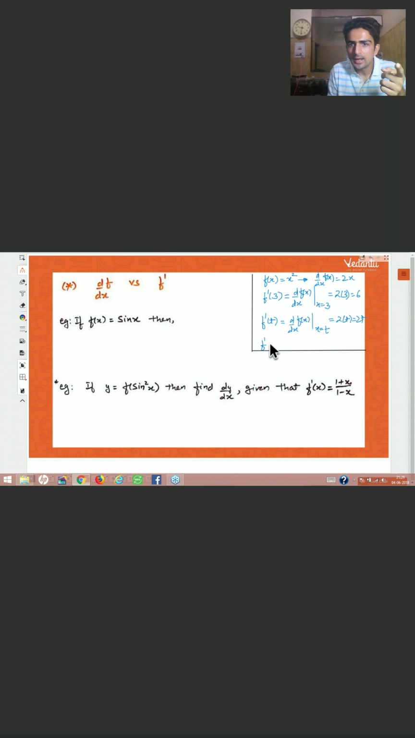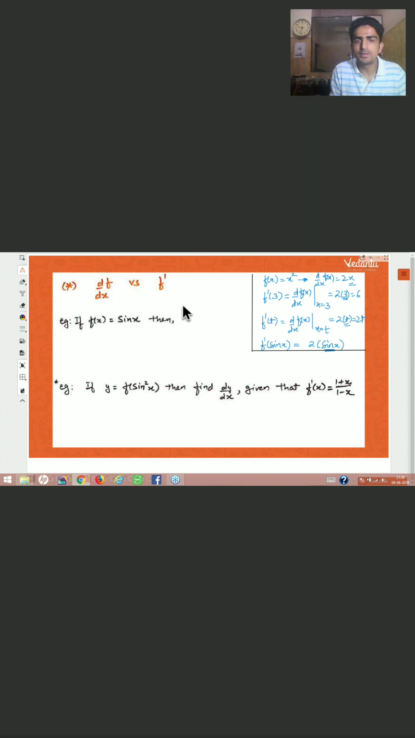What will it be now, guys? Please be careful. Now if I ask f dash of sine x, what does it mean? It means derivative at sine x. So it is 2 into sine x. Now in place of x, you will put sine x. So when it is f dash 3, you put 3 in place of x. When f dash t, you put a t in place of x. When f dash sine x, you put sine x in place of x. That is f dash at whatever it is. First you find the derivative and then you put the element in place of x.